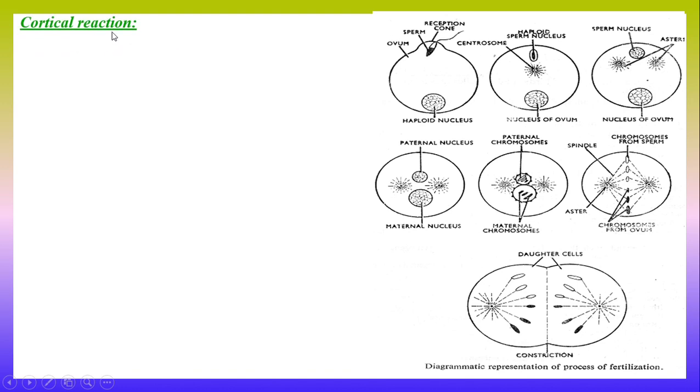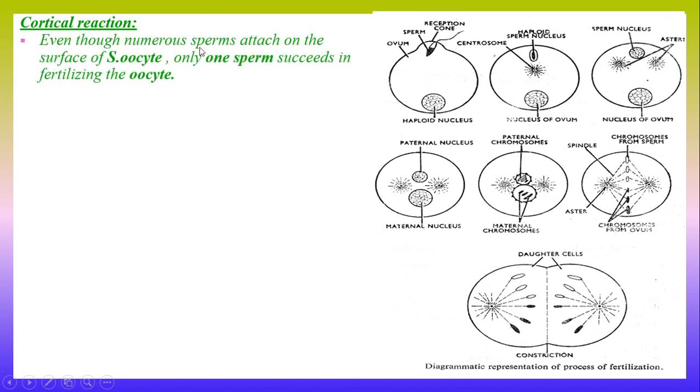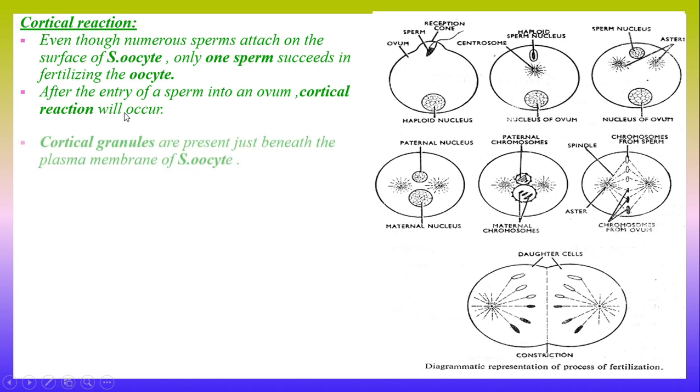Cortical reaction. அதுக்கு என்ன பேரு? Cortical reaction. அங்க நம்ம சொல்லிட்டோம், இங்க விளக்கம் கொடுக்கிறேன். Cortical reaction பாரு, even though numerous sperm attach on the surface of the secondary oocyte, only one sperm can succeed into the ovum for the fertilization. See, after the entry of a sperm into an ovum, cortical granules will occur. Cortical reaction. அது என்ன cortical reaction?